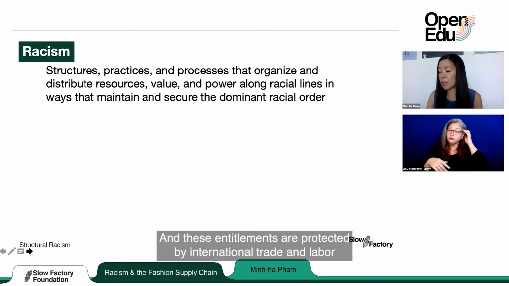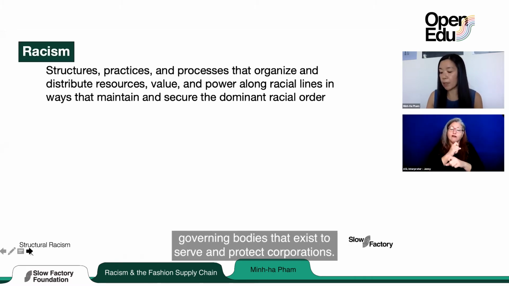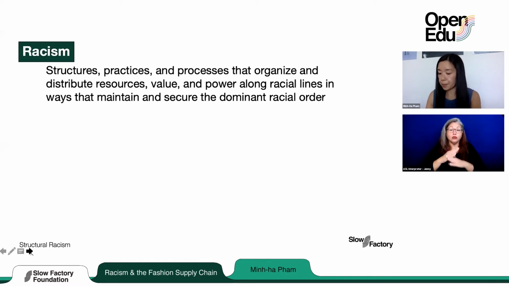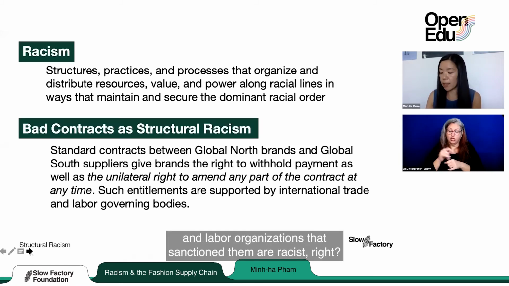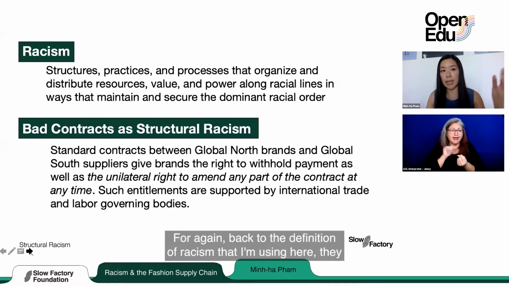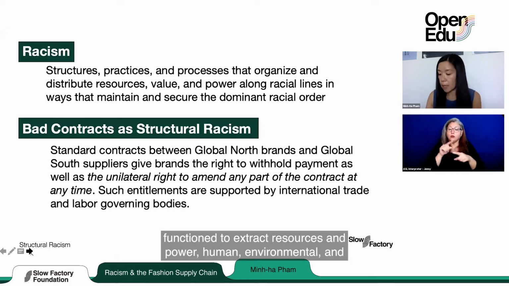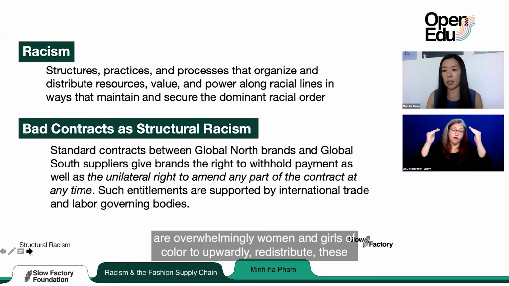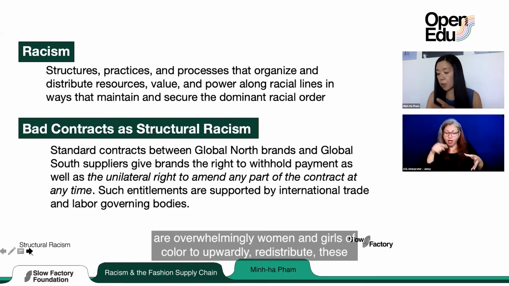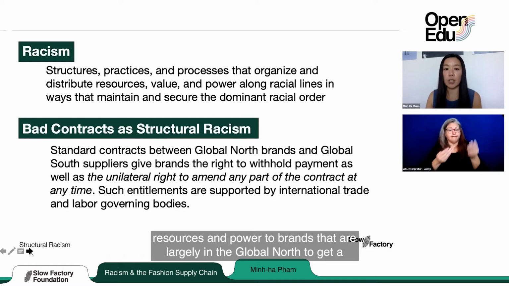And these entitlements are protected by international trade and labor governing bodies that exist to serve and protect corporations. In other words, these contracts and the international trade and labor organizations that sanction them are racist, right? Refer again back to the definition of racism that I'm using here. They function to extract resources and power, human, environmental, and economic resources and power from the global South, from workers who are overwhelmingly women and girls of color, to upwardly redistribute these resources and power to brands that are largely in the global North.